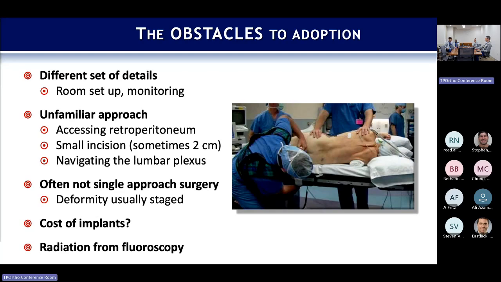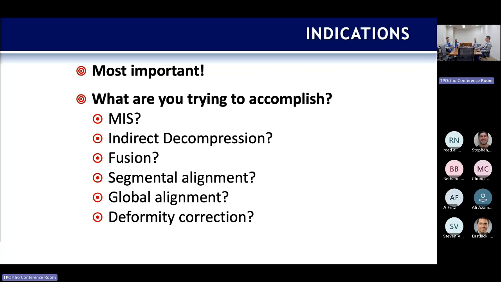And then there's cost of implants and then radiation. Although the radiation piece is getting a lot better now with NAV, there are NAV platforms that are getting a lot better with lateral, but it's still a potential obstacle.